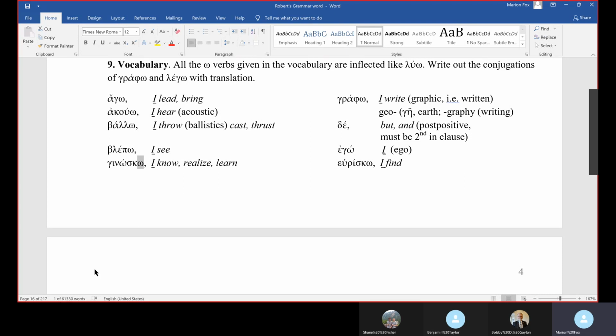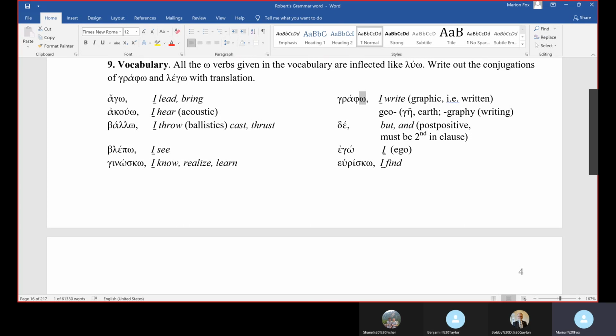I'm not going to go down to the column, we have to take the page, so I'll go to the second column to work over here. Grapho, our word graphics or graph comes from this. And geography is the study of the graphing, of the writing of the earth.